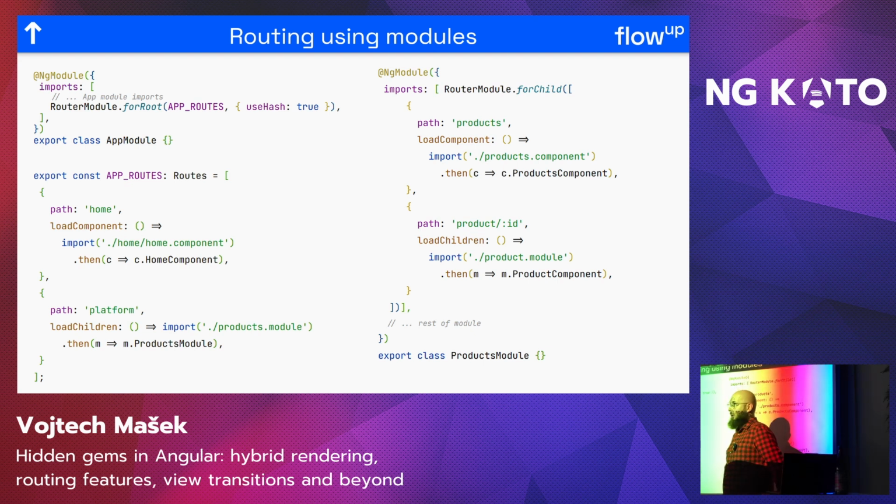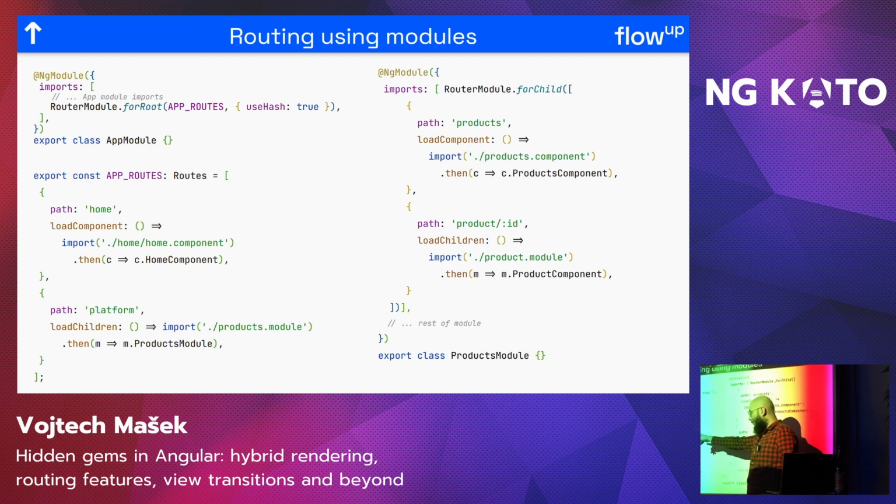This is the old way of doing things with ngModule there. You have the forRoot import. For some reason I included useHash, but that's not needed at all. But yeah, you have the app module with the routing configuration. You have your routes array for the home and platform.